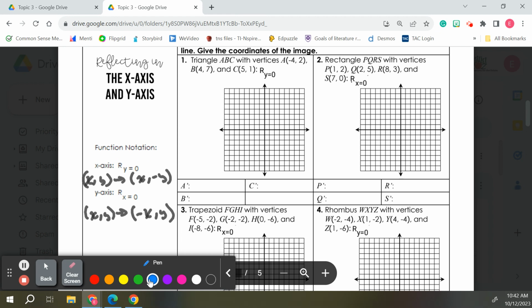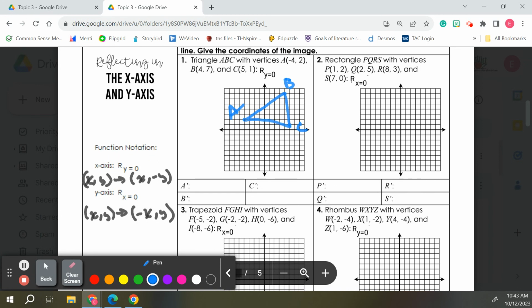Okay, so let's talk about these a little bit. I'm sorry, who's still plotting those four shapes? Anybody? All right. So let's take a look at this first one. If I have this triangle, A is -4, 2. B is 4, 7. And C is 5, 1. Okay, so here's A, here's B, here's C, and I'm just going to connect these.